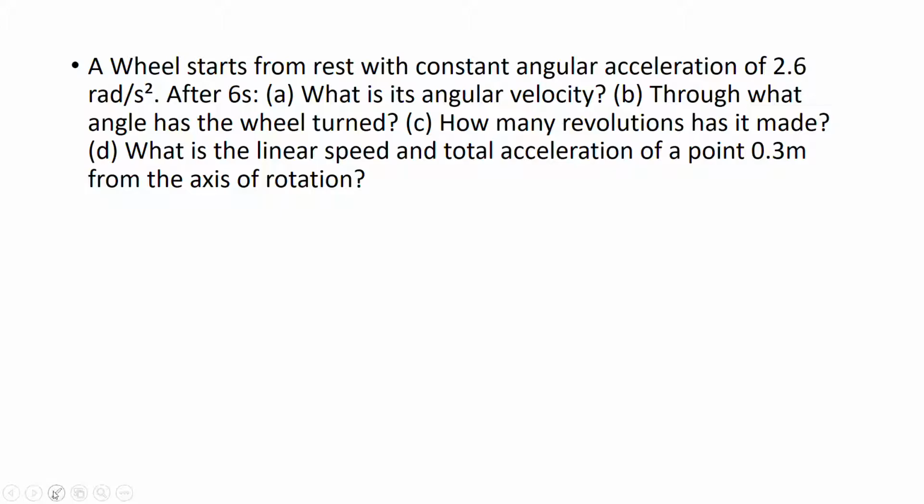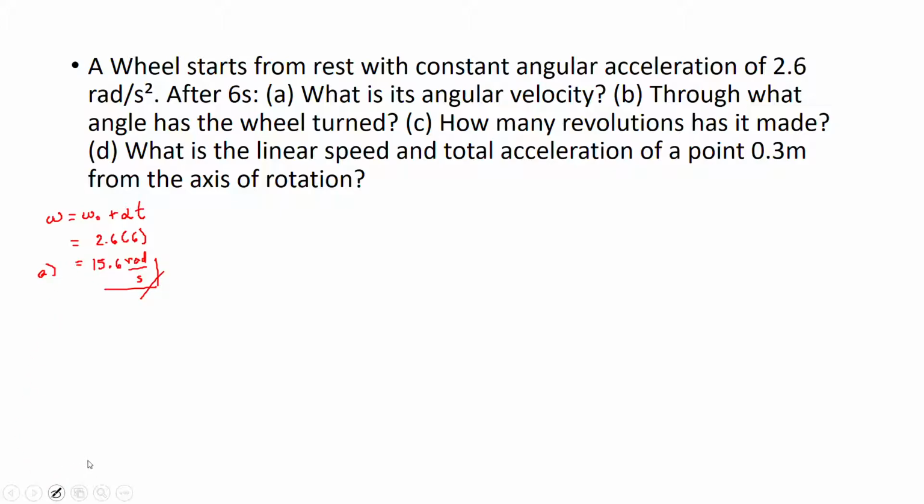Now we have another problem, and this one is slightly more difficult because it involves a lot of concepts. Well, first we're asked to get the angular velocity, and we just got as data the angular acceleration and time. So we know that we can use this nice formula: omega is equal to omega 0 plus alpha t. From there we know that omega 0 is 0 because it starts from rest. So alpha is 2.6 times 6, and this is going to be 15.6 radians per second. So there we go. That's A.